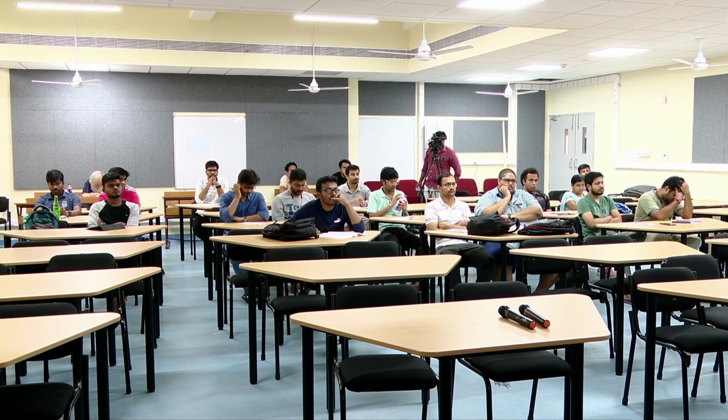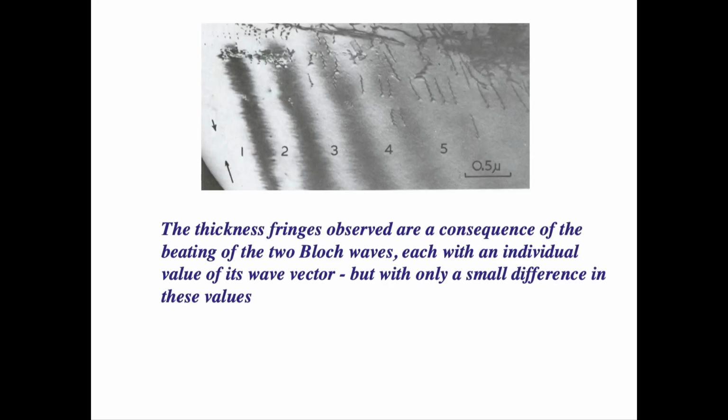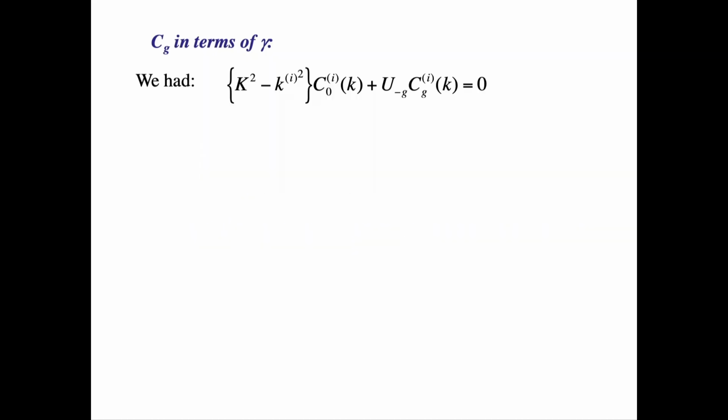So the thickness fringes observed are a consequence of the beating of two Bloch waves, each with an individual value of its wave vector, but with only a small difference in these values. Now we still have the problem that we're losing intensity here as we go thicker into the foil. So you've got to get back to that. Why is that? So we had that.